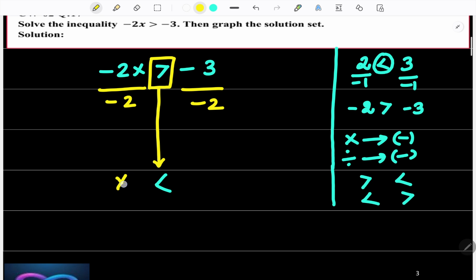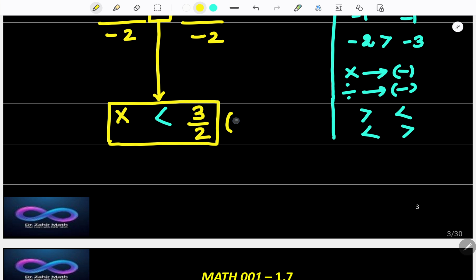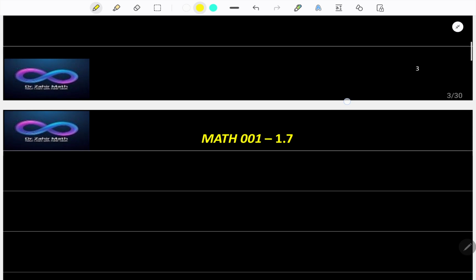So this becomes x, and this becomes what? 3 over 2, because minus minus cancels. So you will get 3 over 2. So x is less than 3 over 2. What is 3 over 2? Which is 1.5, right? 3 over 2 is 1.5.